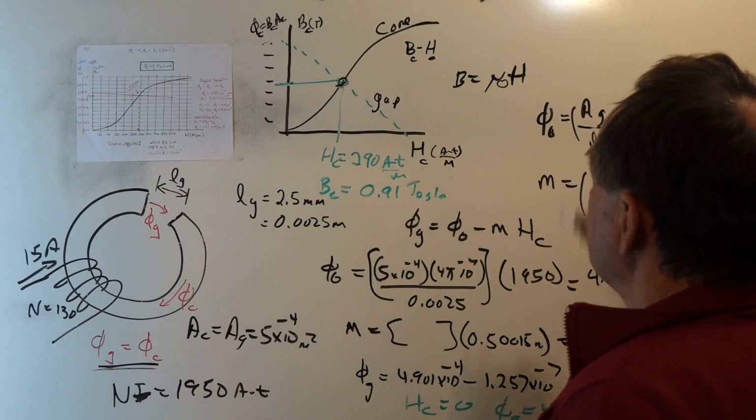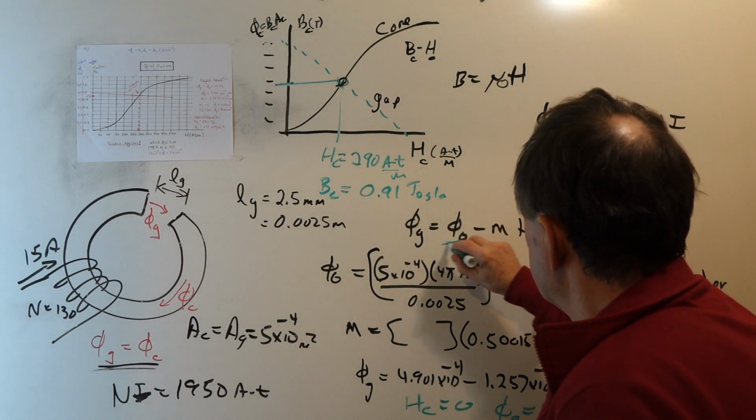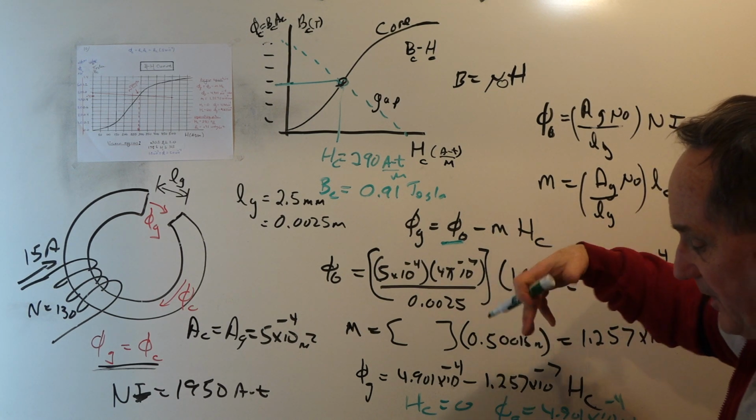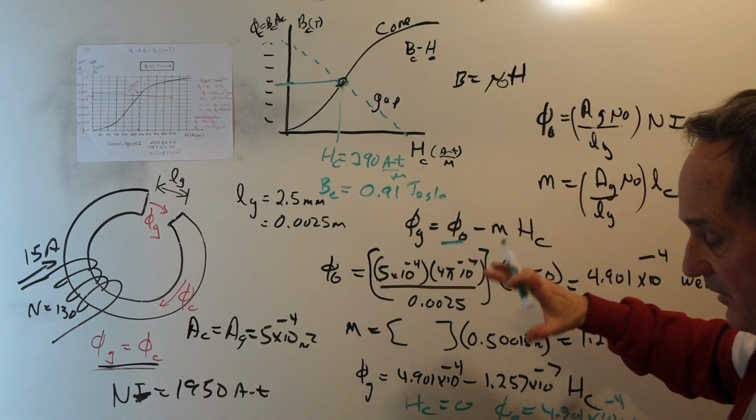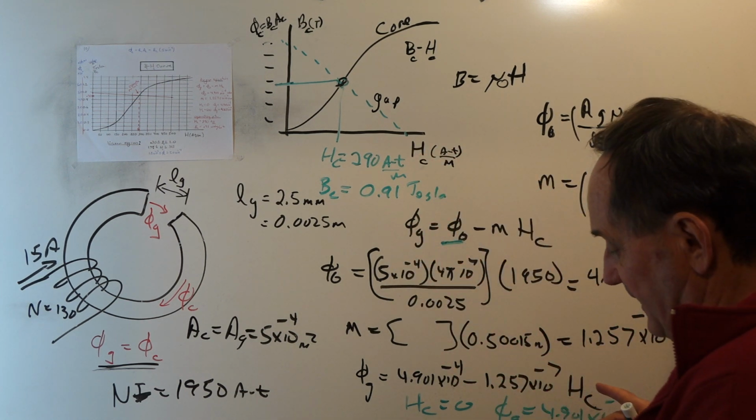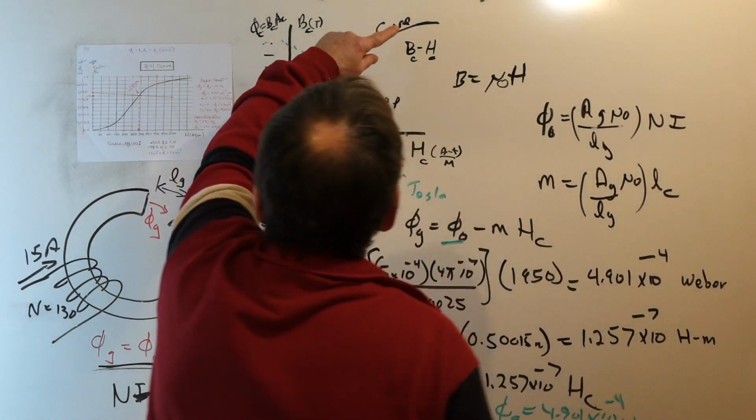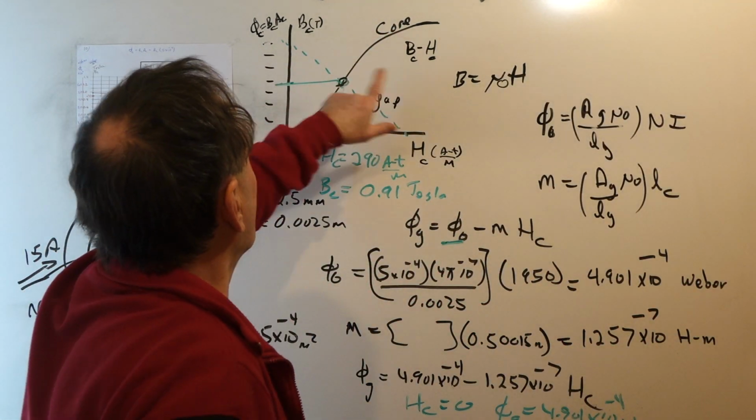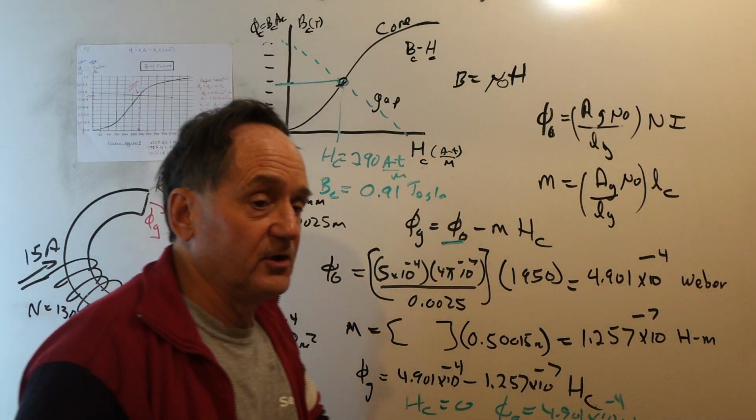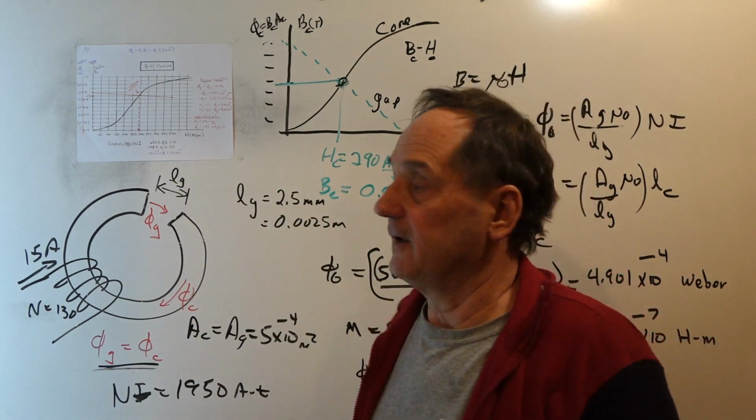Again, the phi 0 represents an offset. The m is the slope of the line. We put in a couple values for HC to get points on the lines. Two points define a line. And then we draw our line, and where it intersects with the BH curve for the core, that's our operating point. Now, I'm going to show you a way to solve this nonlinear problem analytically.